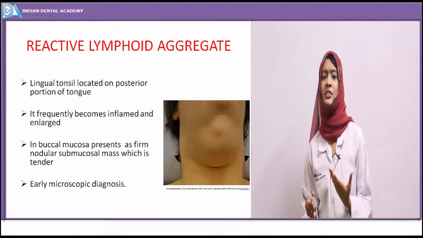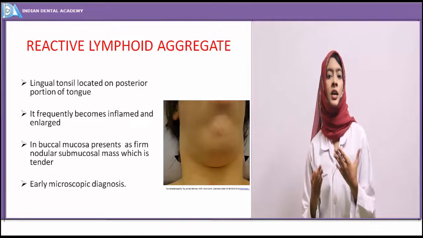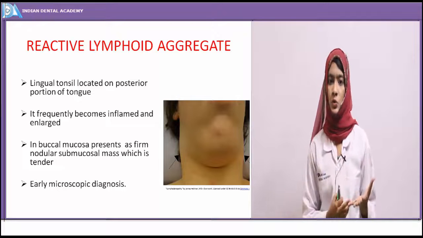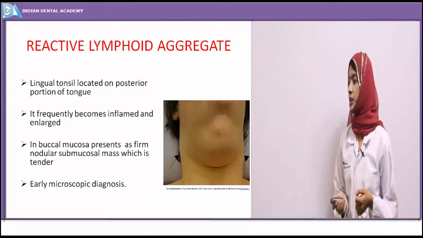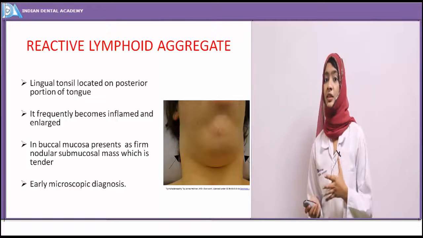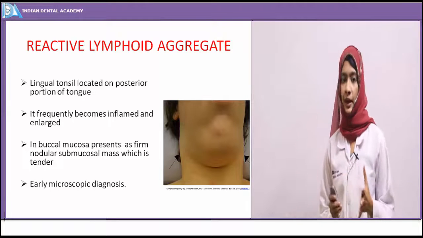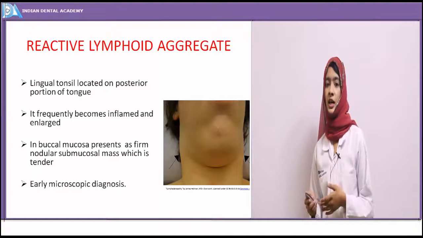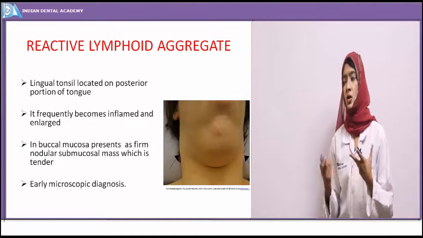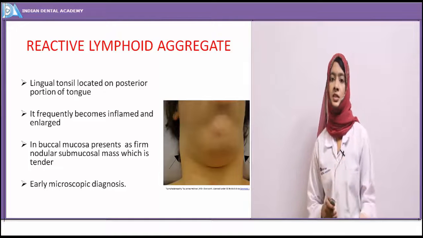This reactive lymphoid aggregate is also seen in other places like the buccal mucosa, tongue, and floor of the mouth. If it doesn't regress, then you have to go for microscopic diagnosis or biopsy to differentiate it from other lesions. Normally, because it is of lymphoid origin, it regresses after some time.